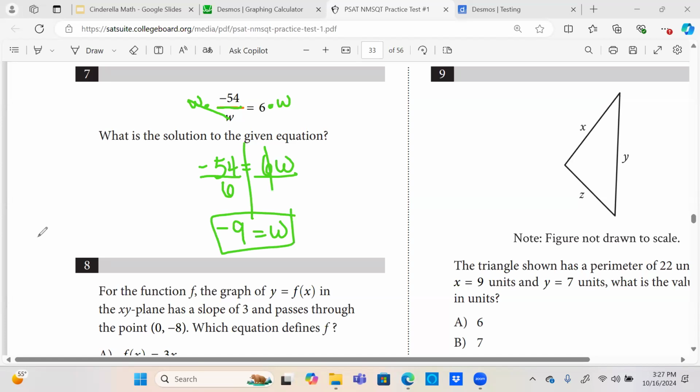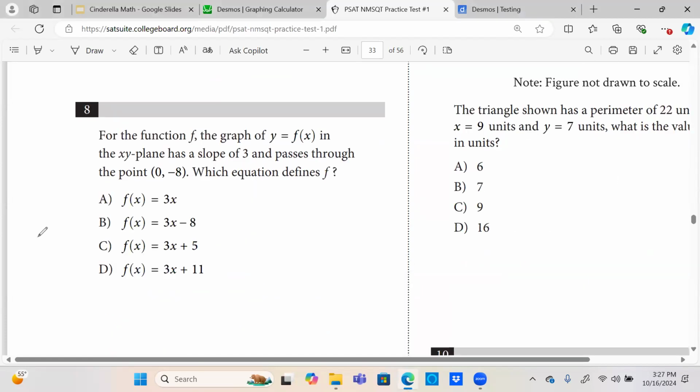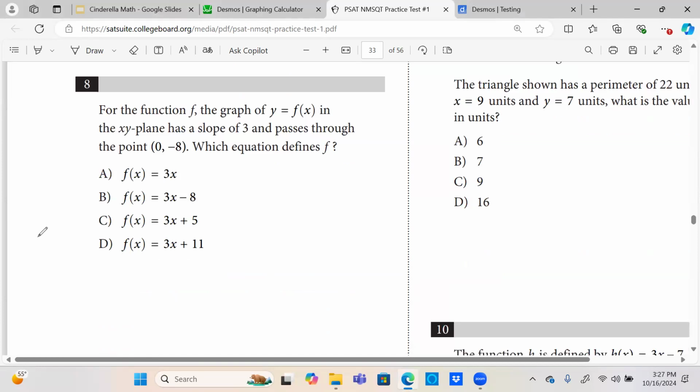Coming down to 8. For the function f, we have the graph. It's telling us we have a slope of 3 and passes through the point 0, negative 8. So if you're thinking of the linear, it's y equals mx plus b. And they tell us we have a slope of 3. So we need 3 in the m spot. M is slope. So this is y equals 3x plus b.